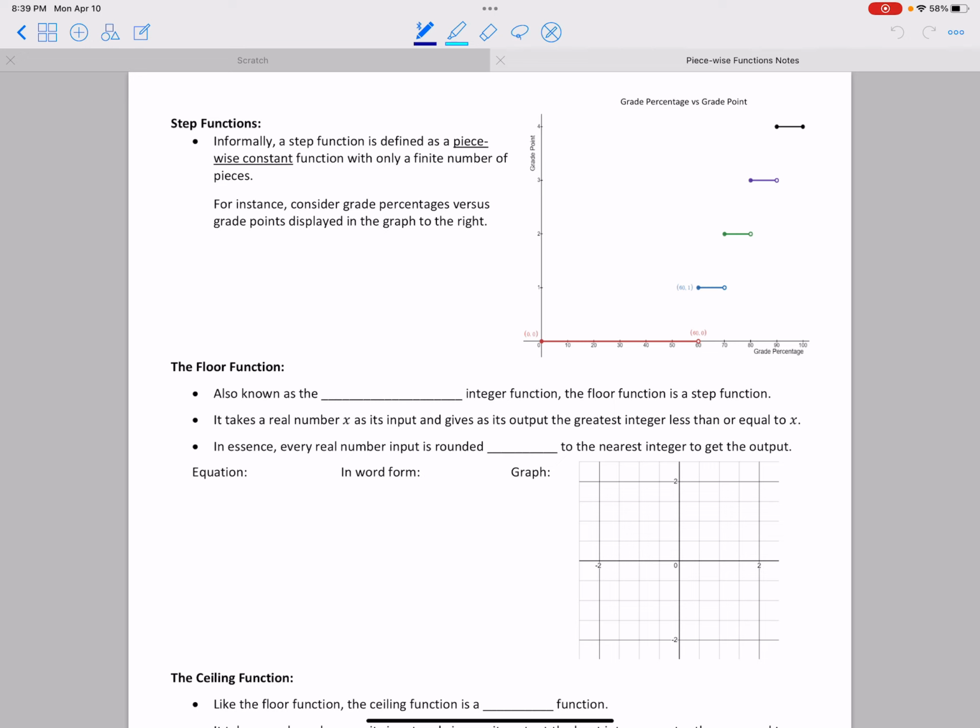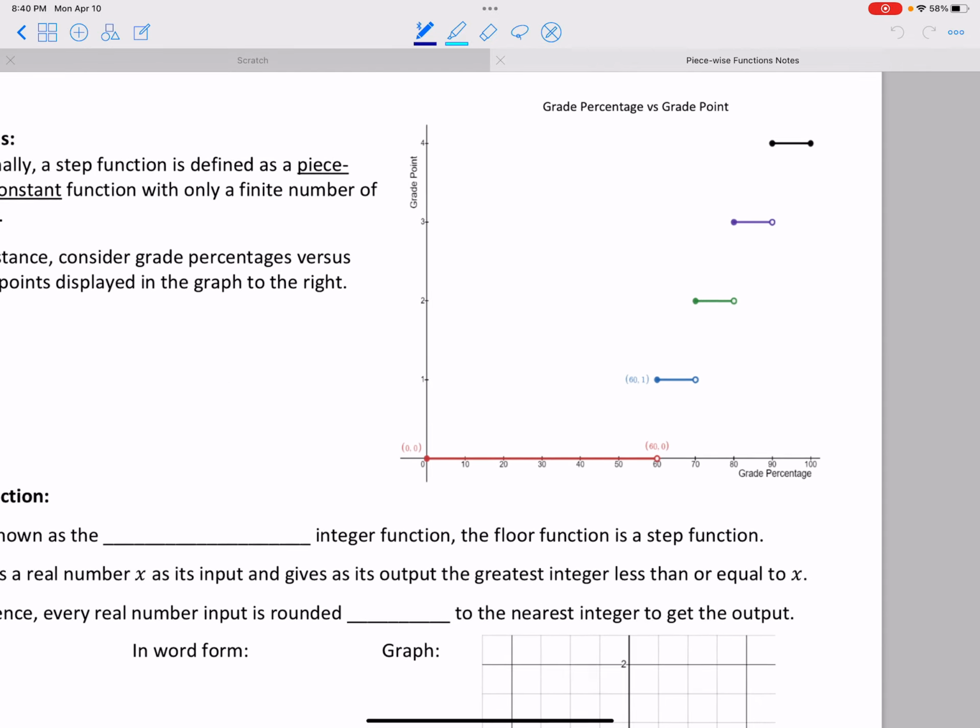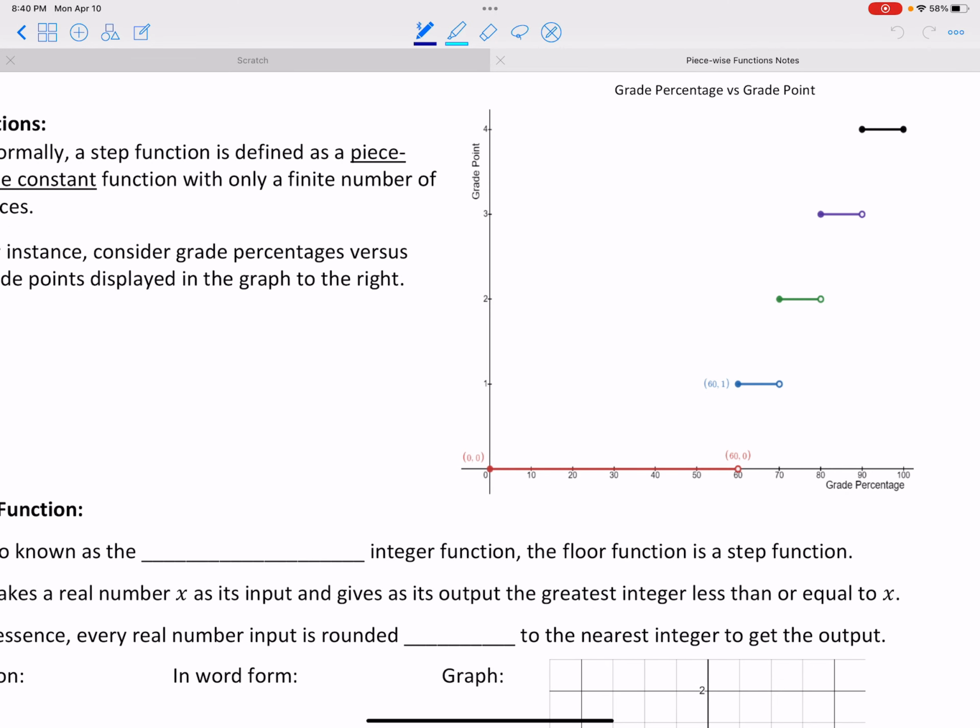You're going to see this type of behavior happen, and hopefully the piecewise function I'm going to show you makes sense. But all the piecewise functions that we're going to look at on the back are what we call step functions, or informally we define these step functions as piecewise constant functions with just a finite number of pieces versus infinite pieces, and things that you're going to see way later on in linear algebra if you ever get there.